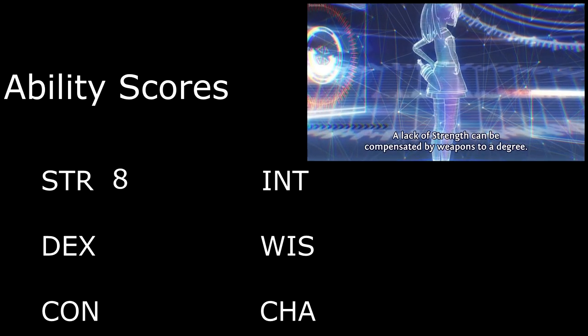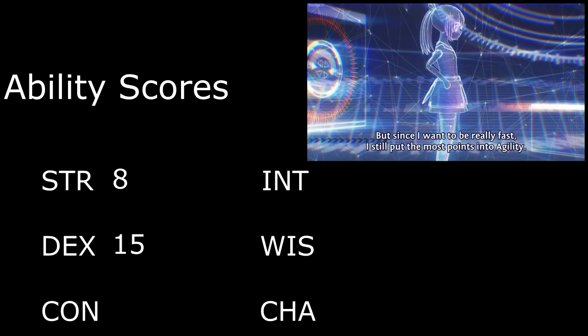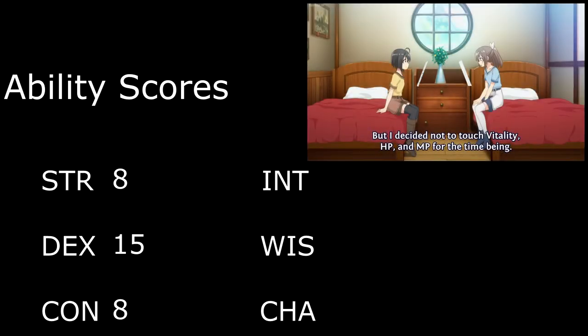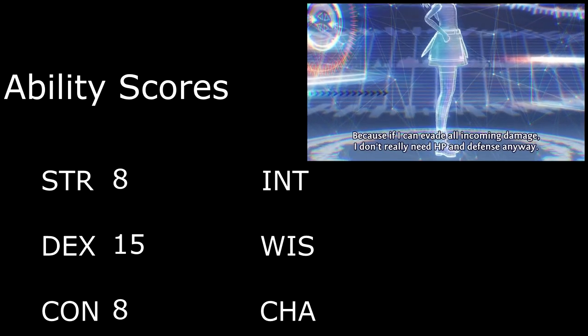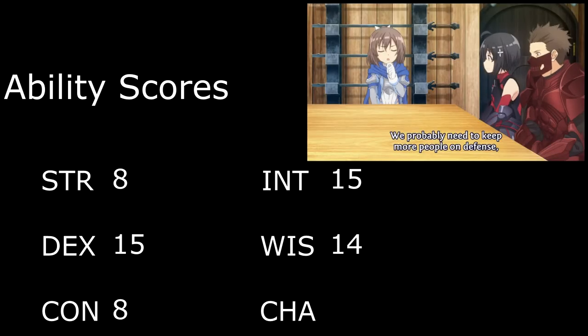We don't really need it for anything since we'll be going pretty all in on dexterity, which will make a 15. Constitution is another 8. Sally actually did put 0 points into vitality, and if we're going to be dodging everything, then we don't need the extra HP anyway. We'll put another 15 in intelligence and a 14 in wisdom.